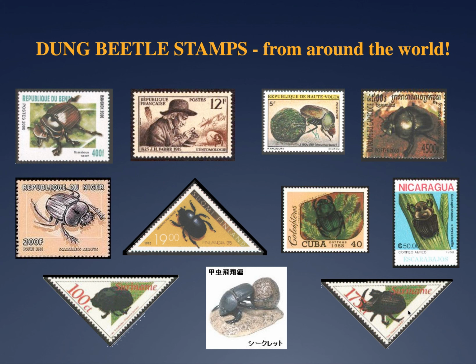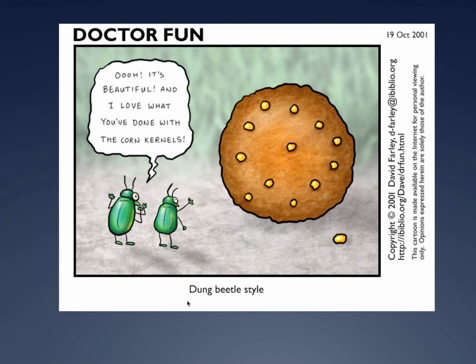Just from all over. Nicaragua, over here, Cuba. I don't know which Asian country this is. Suriname over here, Niger, Benin, Finland, looks like, and lots of countries represented. So they're a source of a lot of fun, and so people have had lots of cartoons associated with them. Here, of course, are beetles admiring their artistic use of corn kernels.